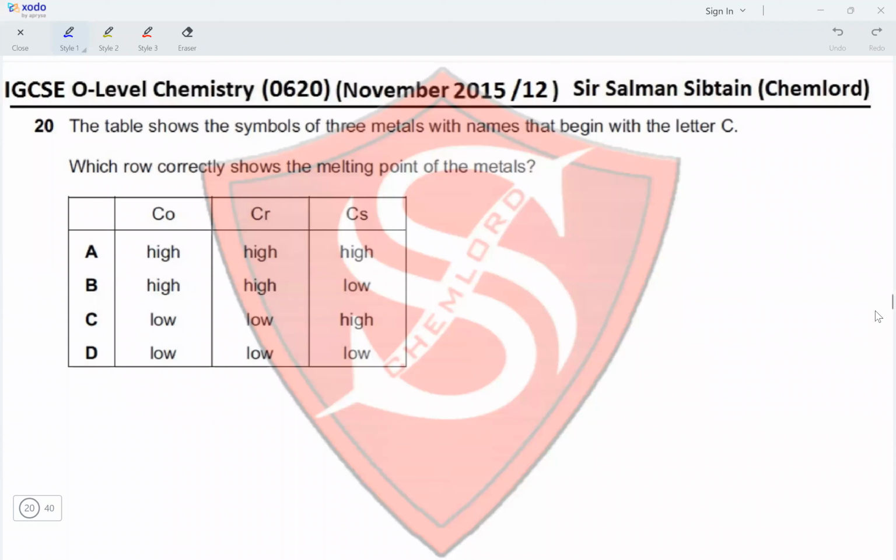Question 20. The table shows the symbols of three metals with names that begin with the letter C. Which row correctly shows the melting point of the metals? The metals are cobalt, which is a transition element, chromium, Cr, which is a transition element, and Cs, which is cesium, a group 1 metal. Transition metals have high melting points, so everywhere they have high written, it would be correct. This would eliminate options C and D. Now, cesium belongs to group 1. Group 1 has a lower melting point compared to other metals. So the correct one would state a low melting point and not a high melting point. So option A gets eliminated, making option B the correct option for this question.